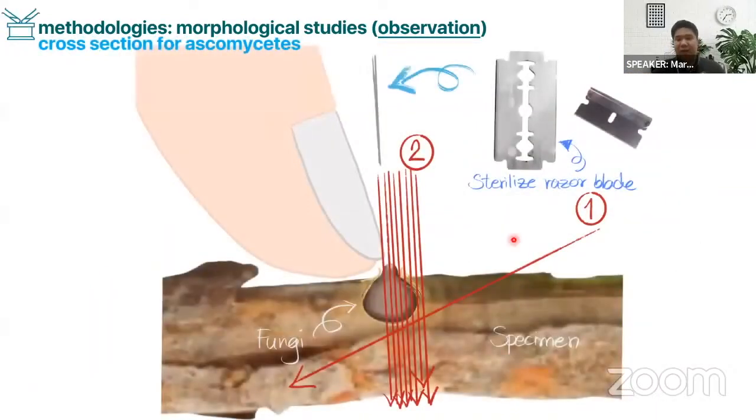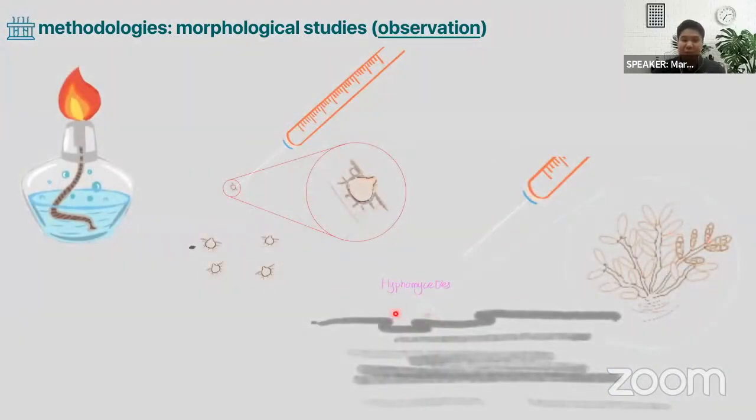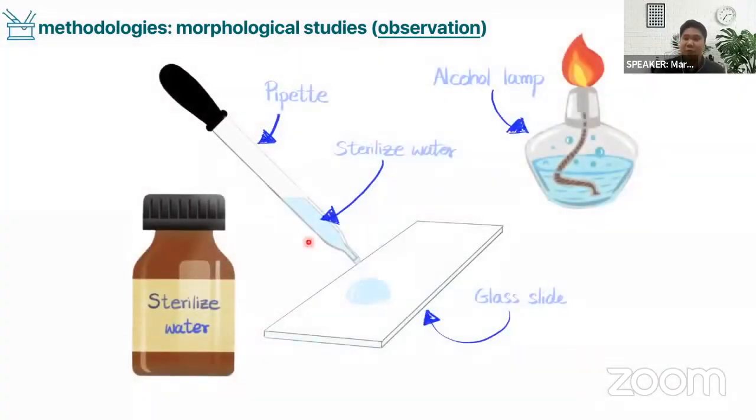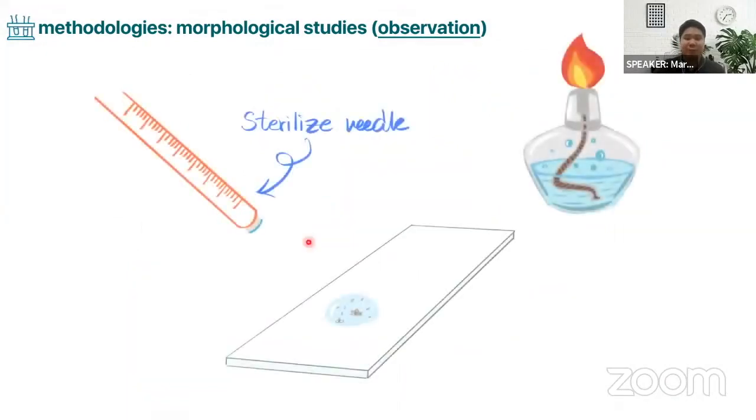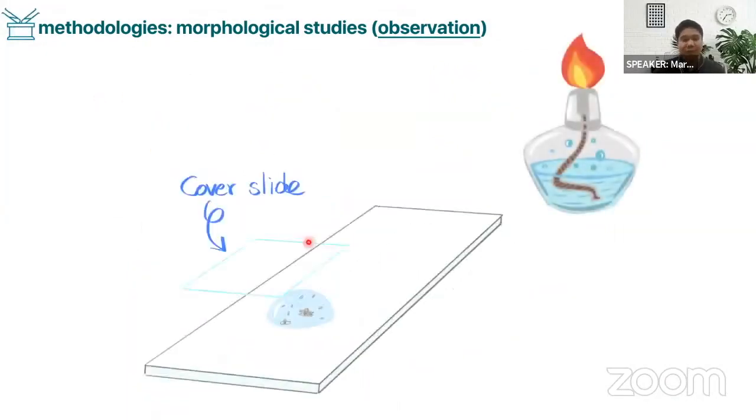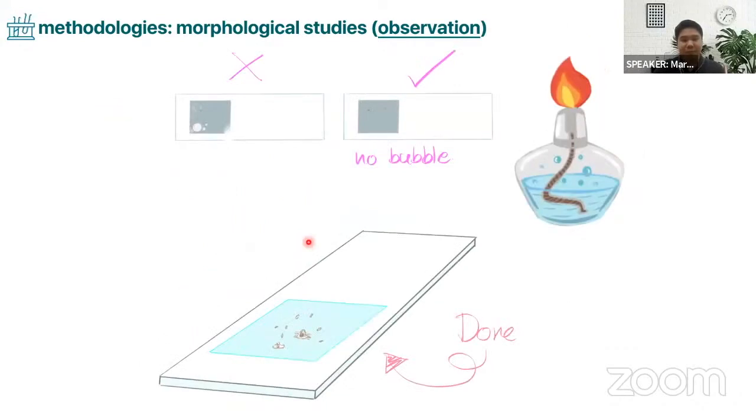After that, we cut with a razor blade manually, vertically or as a cross section of the fruiting body. For hyphomycetes, we just pick them up. For the ascomycete, we cut the fruiting body and put it on the slide. We put water, then put the fruiting body there. You should be careful not to have bubbles, because if you have a bubble, it's difficult to see the morphology and you cannot see the whole character of the aquatic fungi.